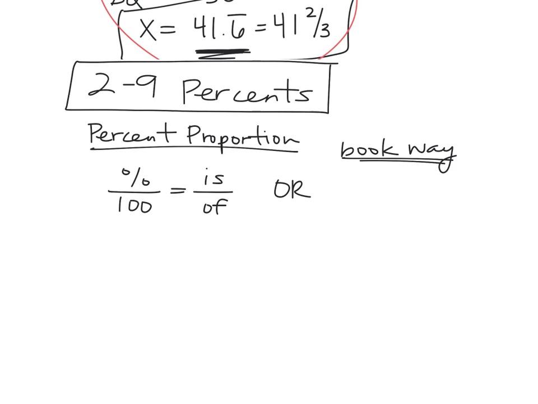which is not the way I will be talking about in class. So I highly recommend you do that first way. But the book way is this. They'll say A over B equals P over 100, okay? Here's what we're going to be doing.